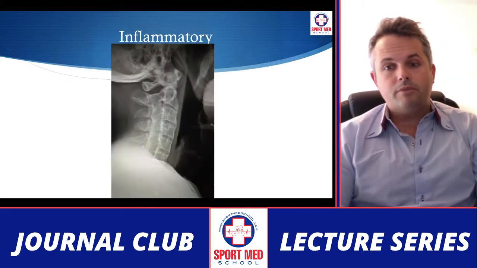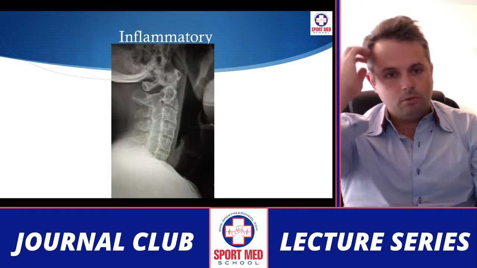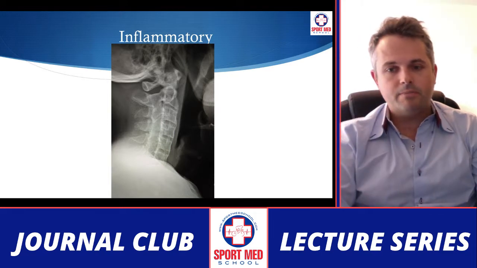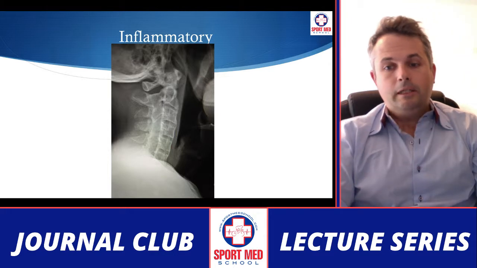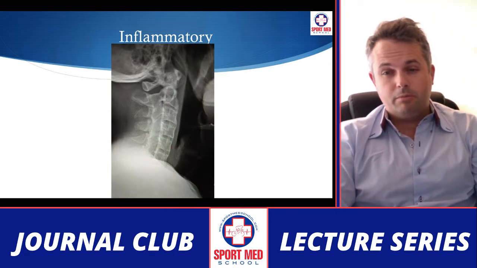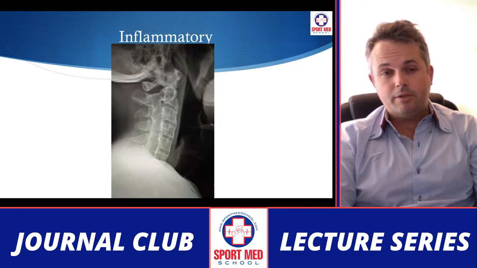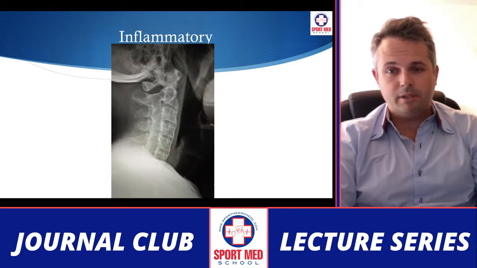Inflammatory. This is a lateral C-spine X-ray. One of the things you'll see here is that there's a loss of the normal lordotic curvature of the cervical spine, and then you can see bony bridging between the vertebral bodies. That loss of lordosis, the straightening of the cervical spine, is in keeping with a bamboo spine. This is something that you'll see in ankylosing spondylitis.